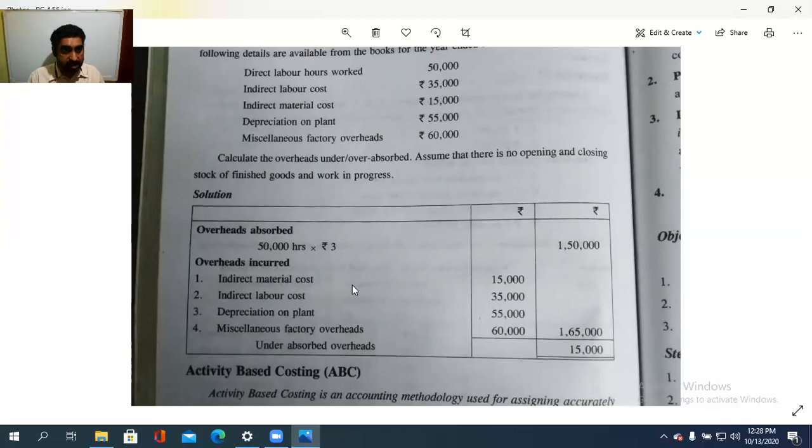Most of the questions come from these areas, like how to allocate and apportion the overhead, and how to reapportion the allocated overheads, isn't it? So this is very important. So please do as many problems as you can on your own. Okay, use the practice problems and the exercise area also.